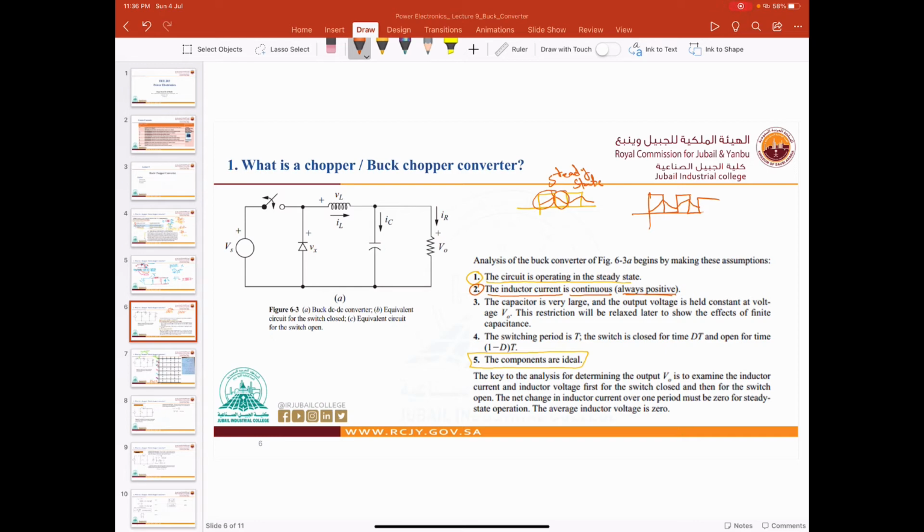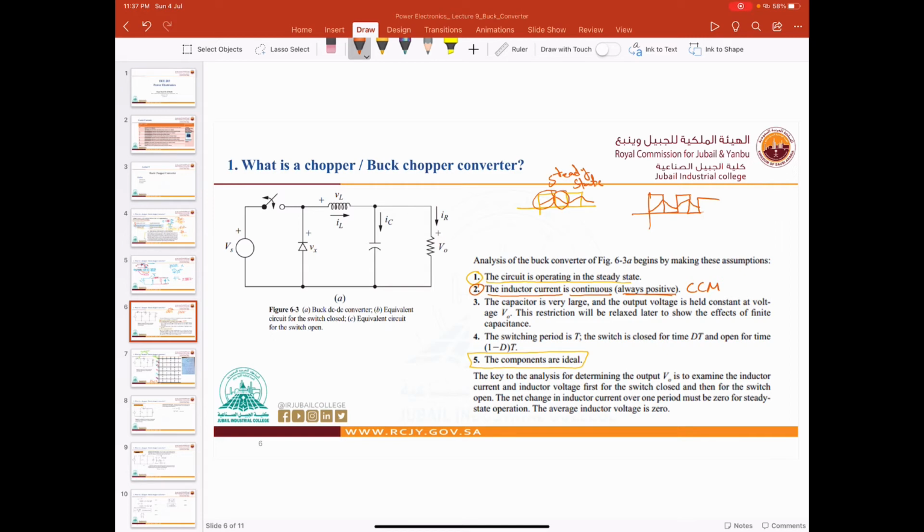Okay? Can you see here, guys? The current does not go to zero. This is called continuous current mode, CCM. So we need to assume that the inductor current is in CCM. And CCM means continuous current mode.